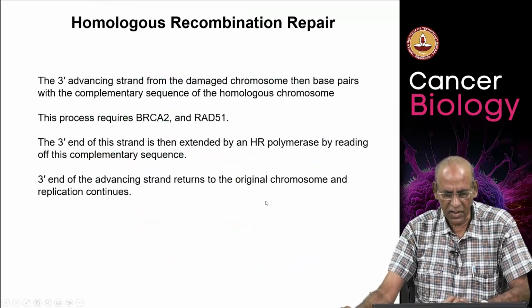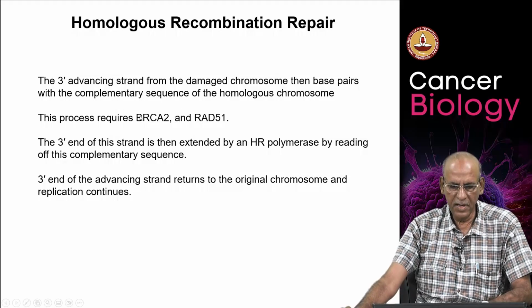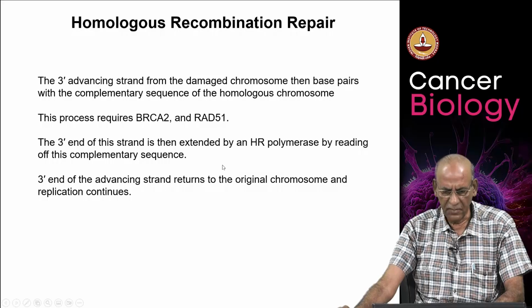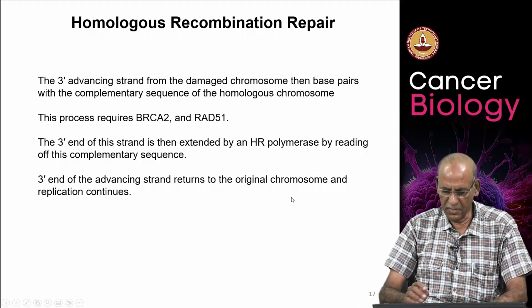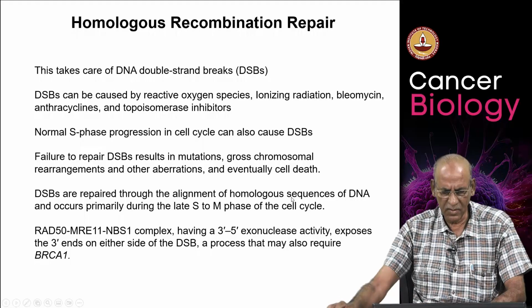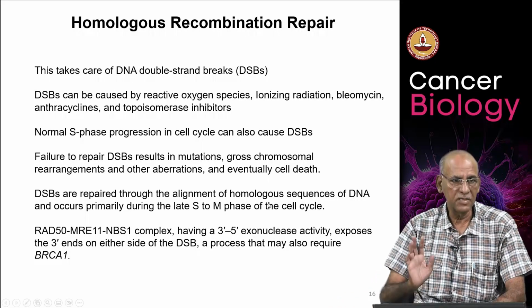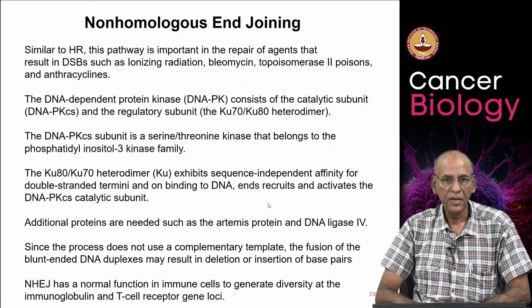The only problem comes in, what are the molecules that are involved. Here the process requires BRCA2 and RAD51. Then you have HR polymerase and so on. These are the molecules that are required, and apart from that I also told you the other ones, that is this RAD50 complex. So, these are the three molecular components that are required for this.